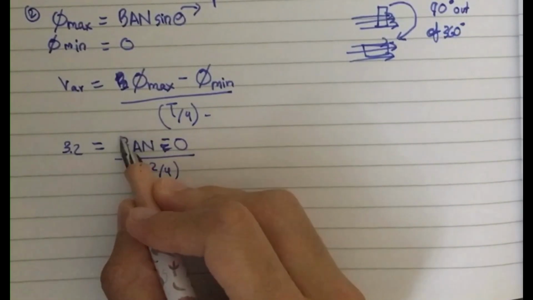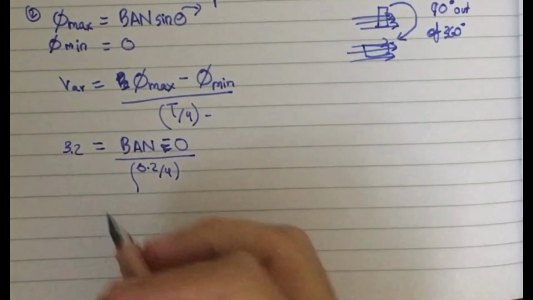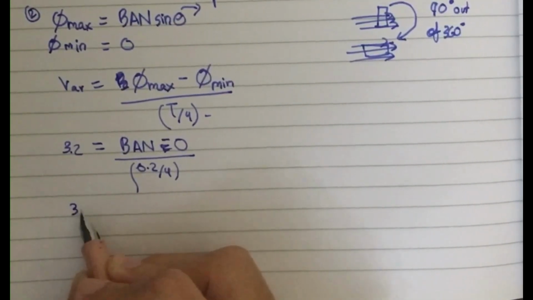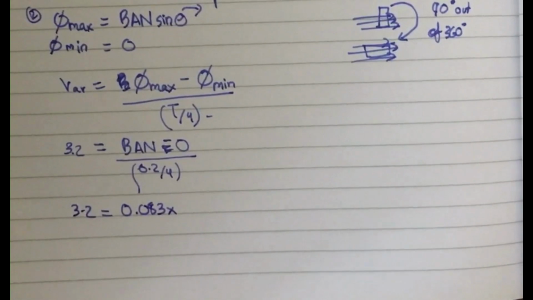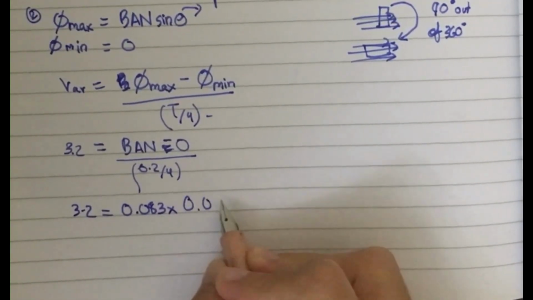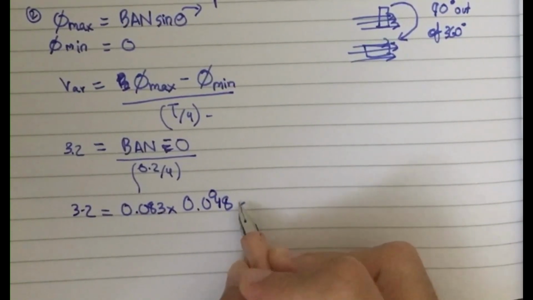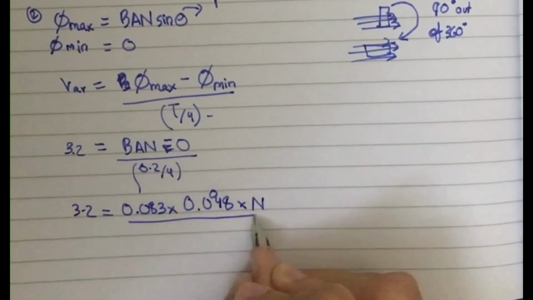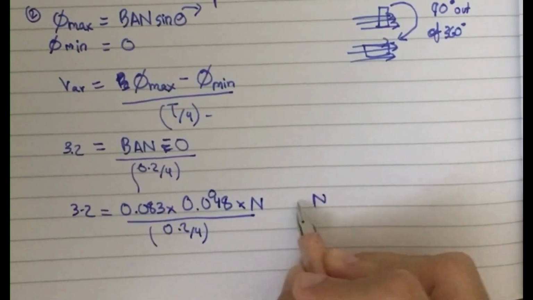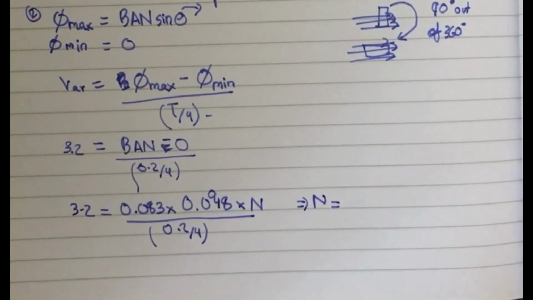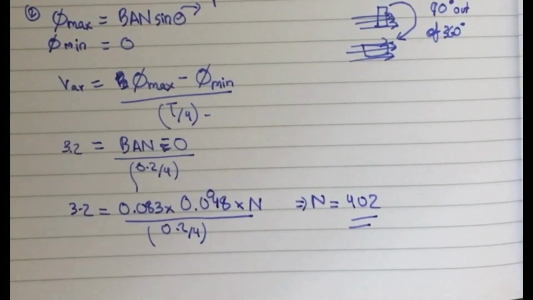So I'm going to substitute the B value, which is, let me check, 0.083. So 3.2 is equal to 0.083 times, we have A as 0.048, I think so, 0.048, times N by 0.2 by 4, right? Now once you have calculated, you get your answer of N as basically 402. So this is your answer of the second method.